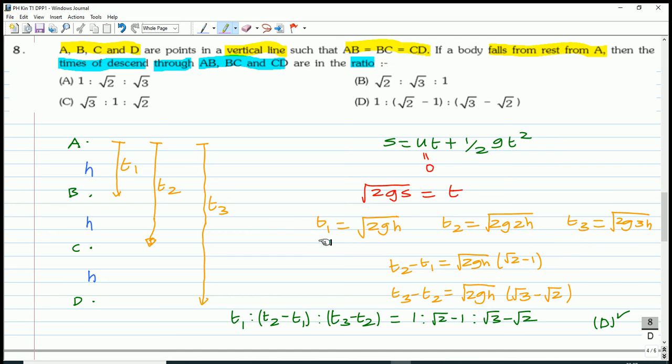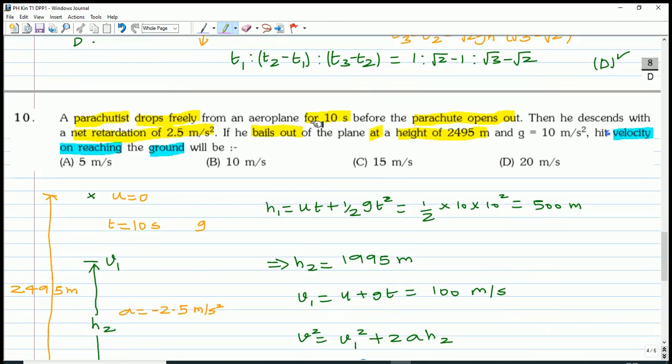So the ratio t1 is to t2 minus t1 is to t3 minus t2 is 1 is to root 2 minus 1 is to root 3 minus root 2. So the correct option is option D. Let's move to the next question.